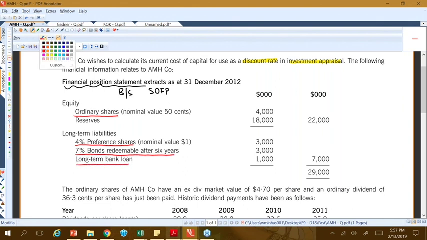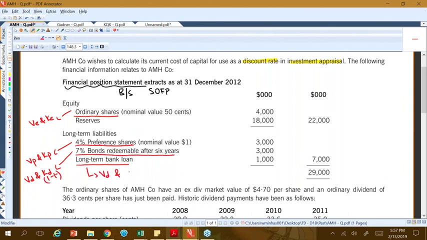As you're reading this, you would be thinking: ordinary shares, I need the VE and the KE. Preferred shares, I need the VP and the KP. 7% bonds, I need the VD and the KD(1 minus T). And the long-term bank loan, I need the VD and KD(1 minus T). I need all these calculations for my WACC.